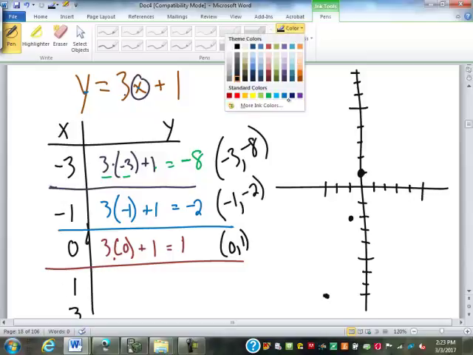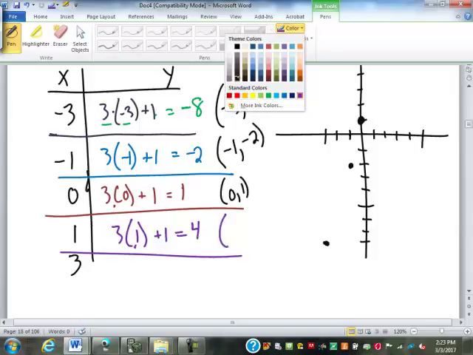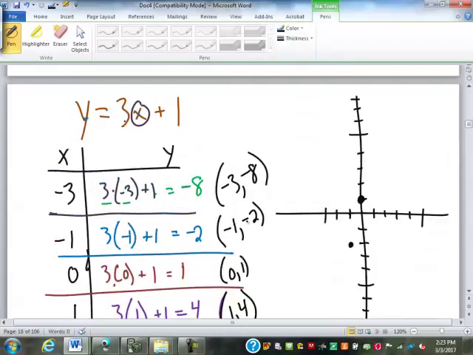So now if x is 1, let's see what we get. So we put 1 in for x. This is going to be 3 times 1 plus 1. What's 3 times 1? 3 plus 1 is 4. So I get the ordered pair. When x is 1, y is 4. So here's x is 1, y is 4 is right there.